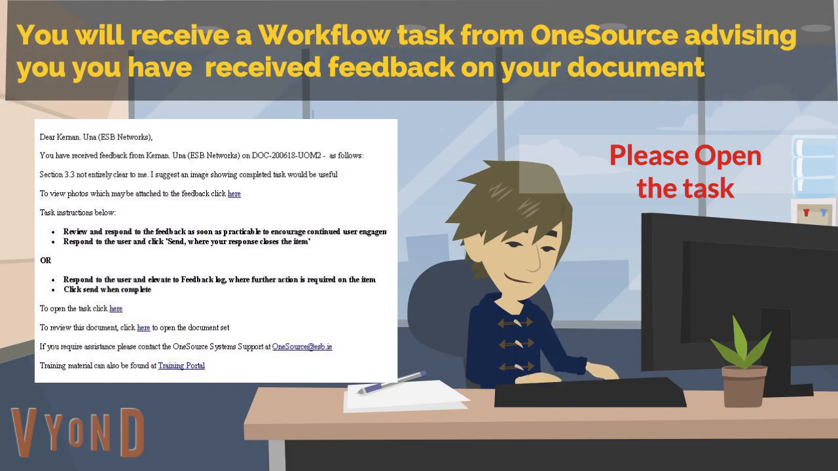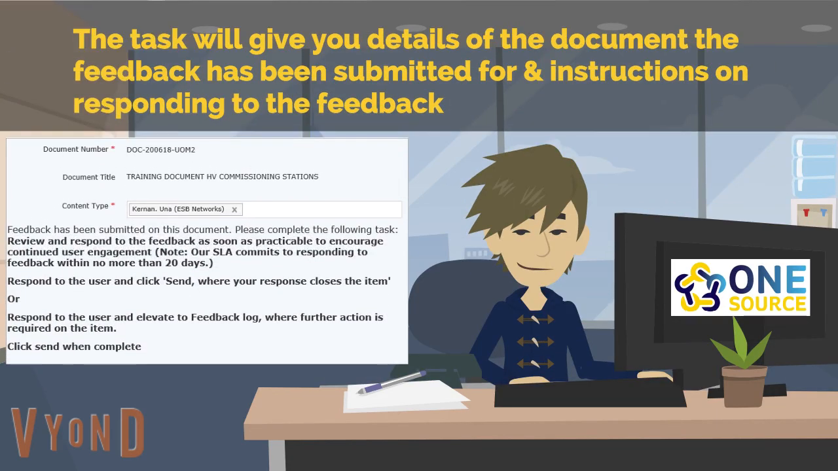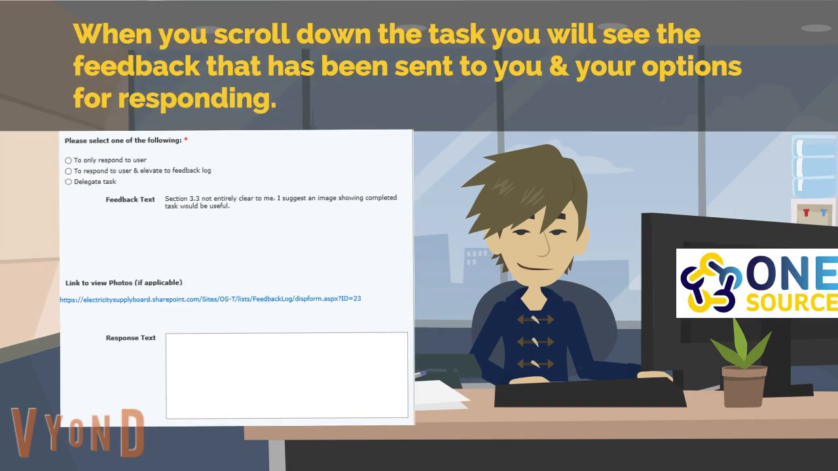Where a user has submitted feedback or asked for clarification on one of your documents, you will receive an email from OneSource. Open the email and click on the workflow task. The task will give you details of the document the feedback has been submitted on and instructions on responding to the feedback. When you scroll down, you will see the feedback text. You can also open any links to attachments or photographs, etc.